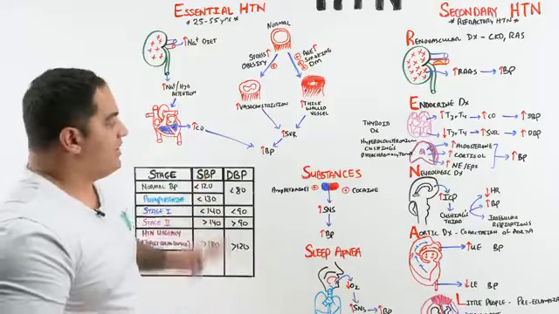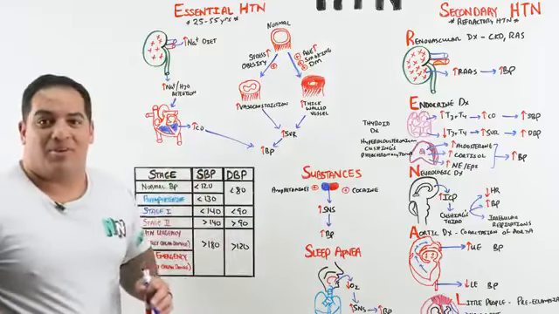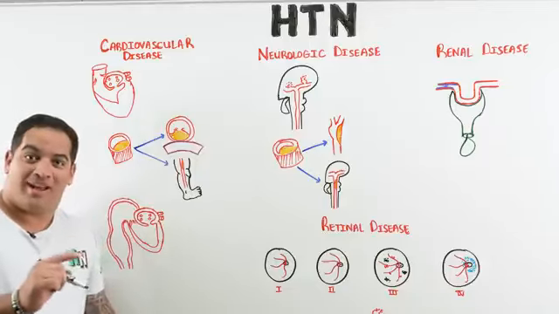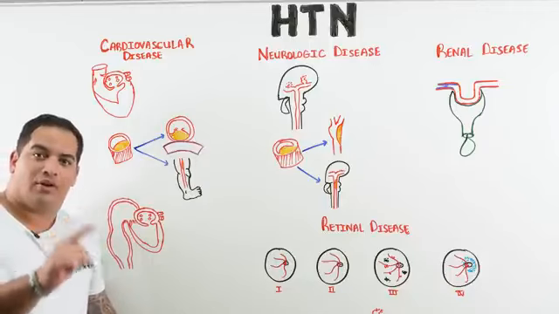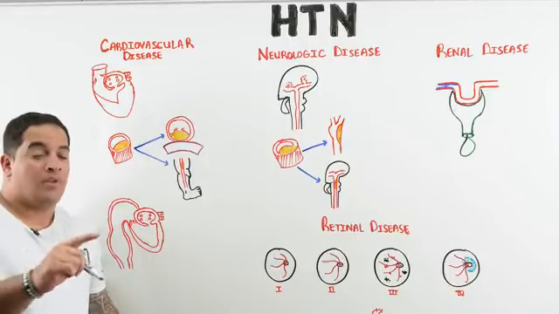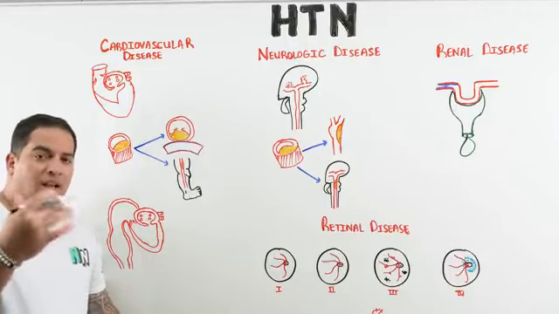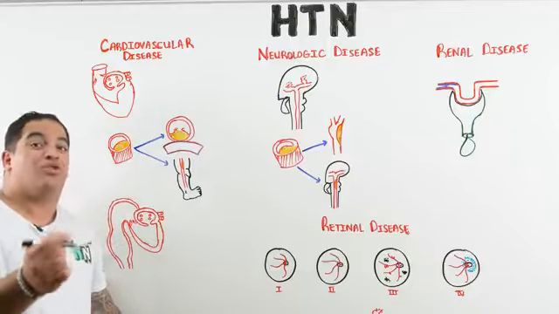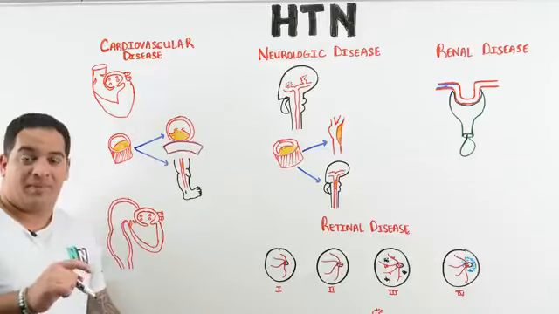Now what I want to do is say, why is hypertension bad? What are the complications? All right, my friends, so now we're going to talk about the target organ damage. If a patient has a hypertensive urgency versus emergency, systolic greater than 180 or diastolic greater than 120, and if they have target organ damage, it's an emergency. If they do not have target organ damage, it's an urgency.